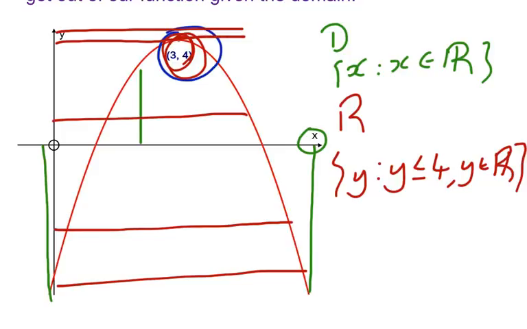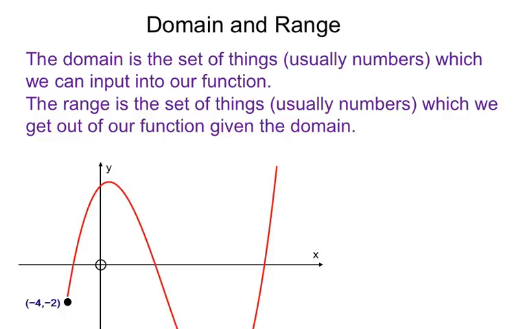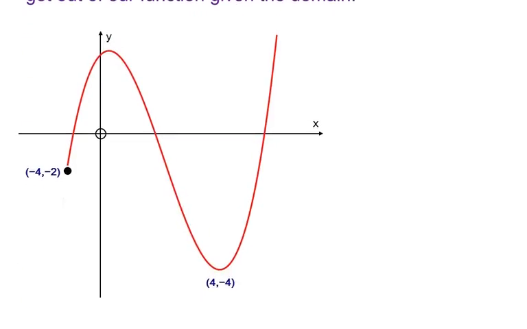Two more graph examples to have a look at. In this one, the first thing we notice is that we have this dot here. So our graph has stopped at that point. And much like inequalities, a filled in dot means we include that point.